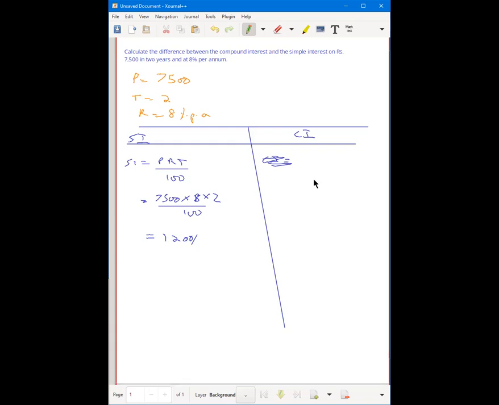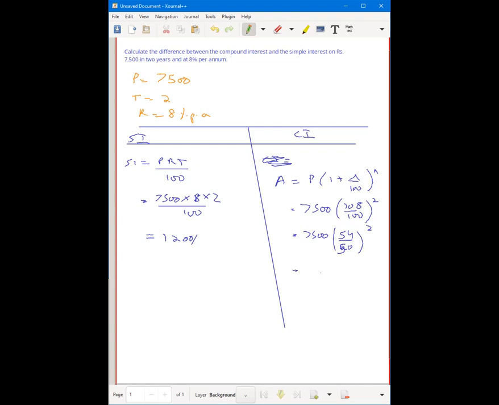What if I do A is equal to P into 1 plus R upon 100 raised to the power of N? We can even do it this way. Yes, sir. So we can do 7,500 into 108 upon 100 into 1 into 2, 108 upon 100 into 2. How much does that work out to be? 7,500 into, dividing by 2, 54 on 50, squared. 54 on 50 into 54 on 50.